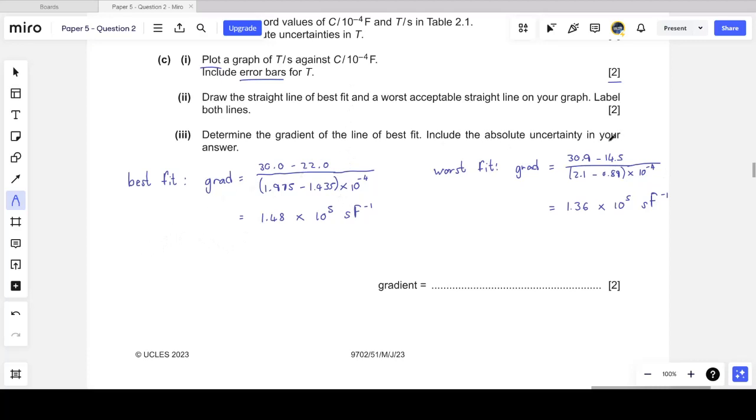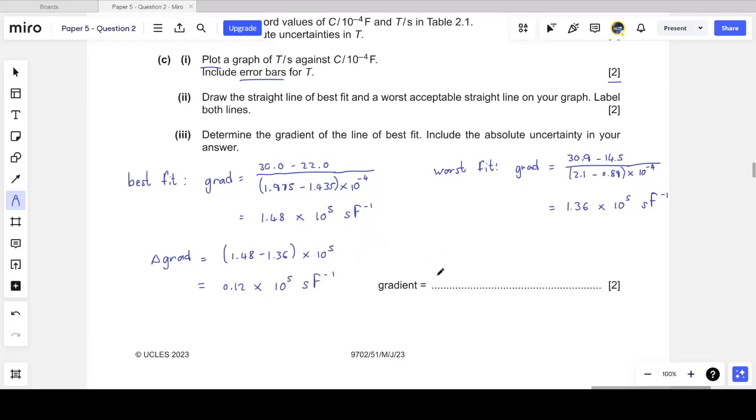How do I find now the uncertainty in the gradient? I found the gradient of the best fit line, which is what I wanted. But the uncertainty, which for lack of a better name we'll call delta gradient, is the difference in the two gradients. 1.48 minus 1.36 times 10 to the power 5. That's why I said that the worst acceptable line is sort of a visual representation of the error in the experiment, because it gives you the difference in the gradients, gives you the actual uncertainty. And I'll keep the power of 10 the same, 0.12 times 10 to the power 5 seconds per farad.